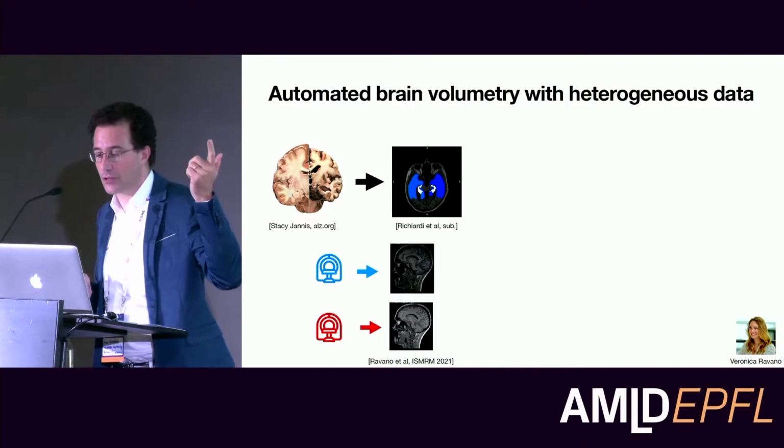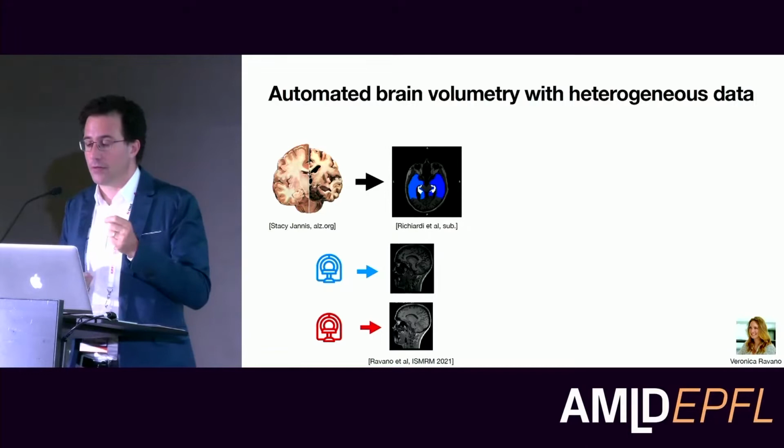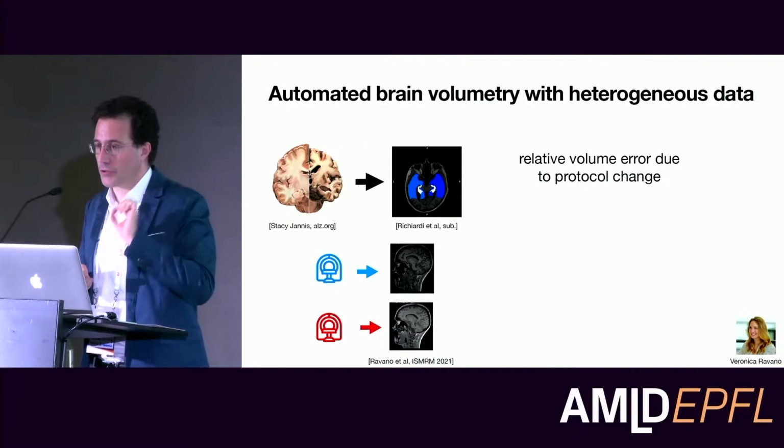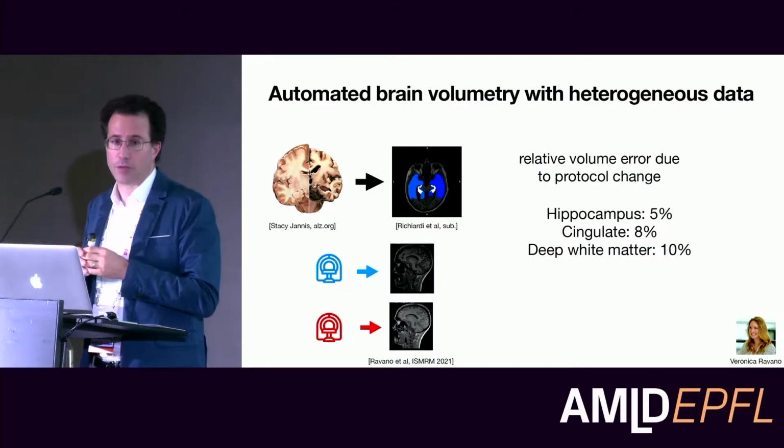Okay, so of course you could try to deal with this with image processing methods, which of course we try to do. But the issue is that you then have an error just due to this protocol change. You have the same software, and you try to segment automatically. Here's the type of error you get. You get 5% error on the volume of the hippocampus, 8% error on the cingulate, 10% on the deep white matter. It doesn't matter exactly what these parts of the brain do, but it might seem to you that 5% error is not too bad, right? We can live with that.